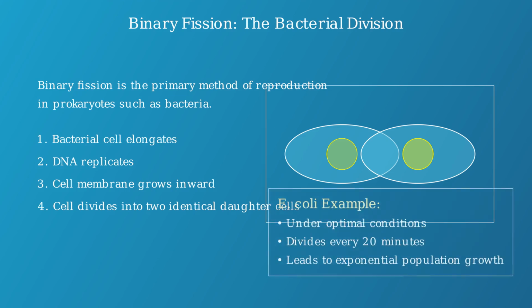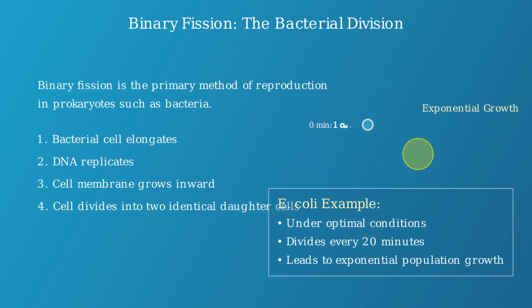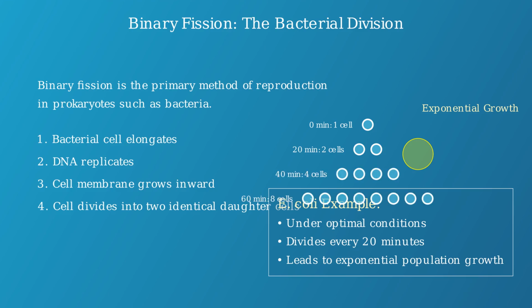Let's look at E. coli as a specific example. Under optimal conditions, these bacteria can divide every 20 minutes. This rapid reproduction leads to exponential population growth. After just 1 hour, a single bacterium can give rise to 8 cells.